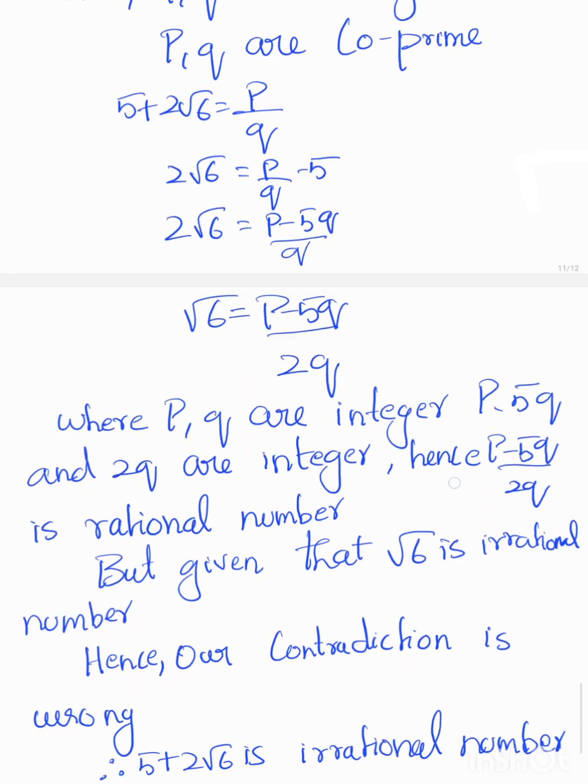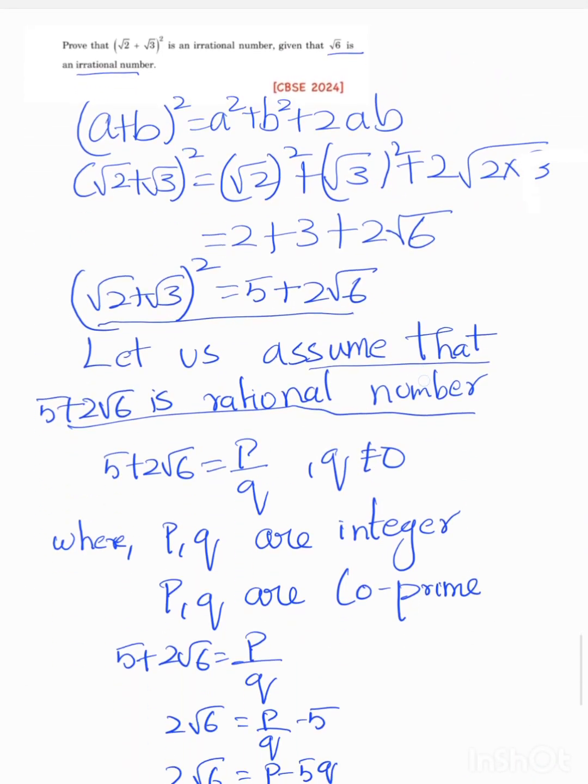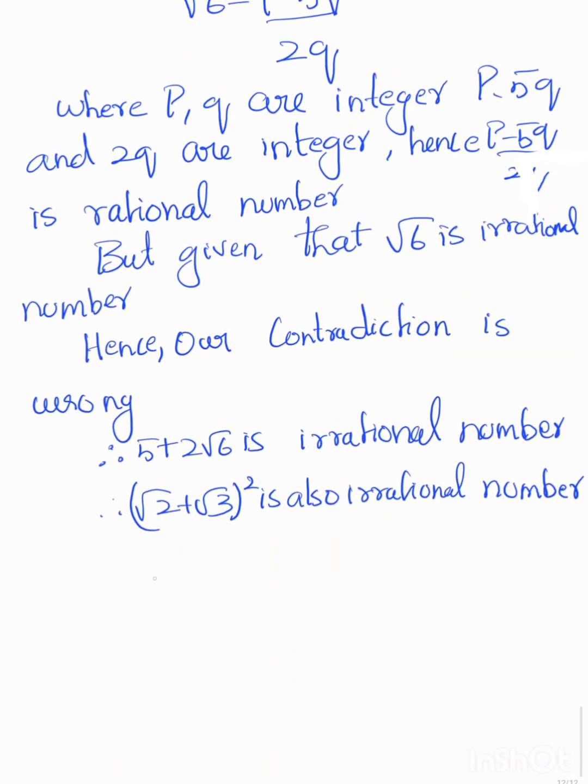So we know that 5 plus 2 root 6 is (root 2 plus root 3) the whole square. Hence we can say (root 2 plus root 3) the whole square is also an irrational number. If you are taking two equations, both sides should be either rational or irrational. If one is rational and another is irrational, then our assumption is wrong. So hence the proof. Thank you.